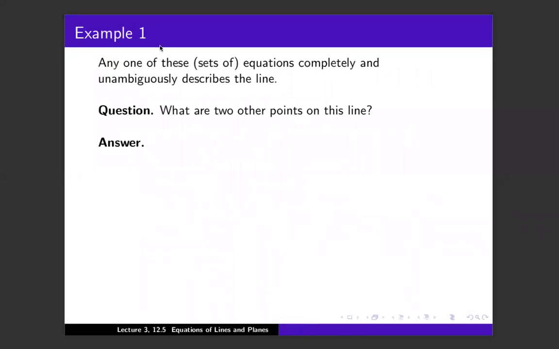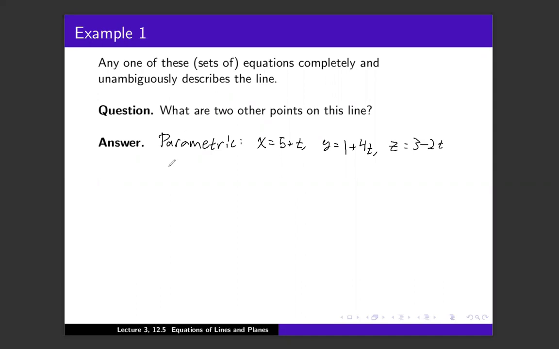So let's find two other points on the line. Remember that the parametric equations were given by x equals 5 plus t, y equals 1 plus 4t, and z equals 3 minus 2t. That's what we said. With all that in mind, what does that give us?